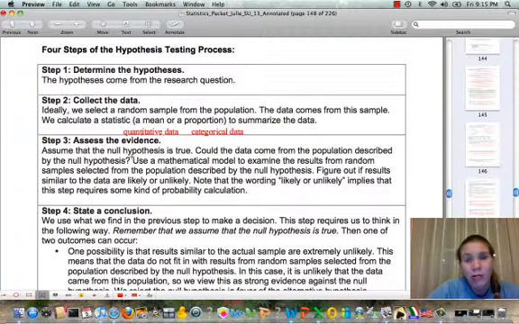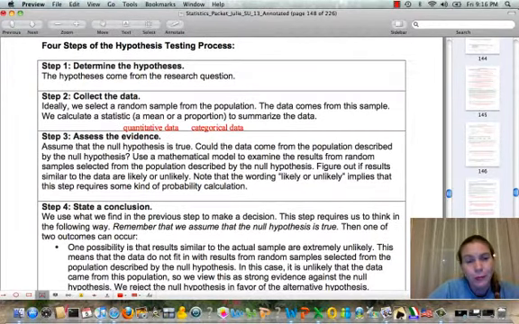And then we use a mathematical model to examine the results from the random samples selected from the population described by the null hypothesis. And again, remember we use random samples because it's very difficult to study a whole population. So we always have to pick a sample out of the population. Then we figure out if results similar to the data are likely or unlikely. And note that the wording likely or unlikely implies that this step requires some sort of probability calculation. So this is where our confidence intervals and probability come into play.